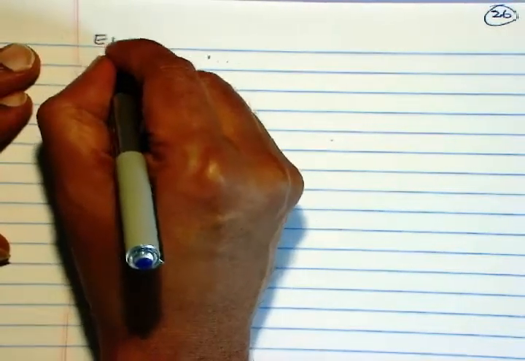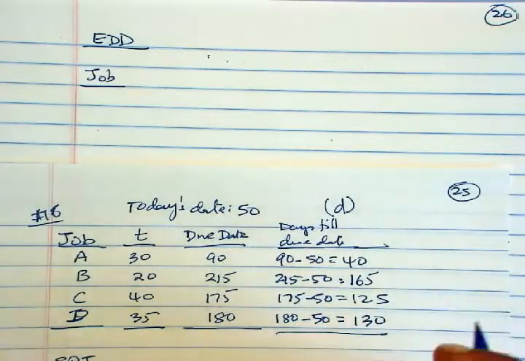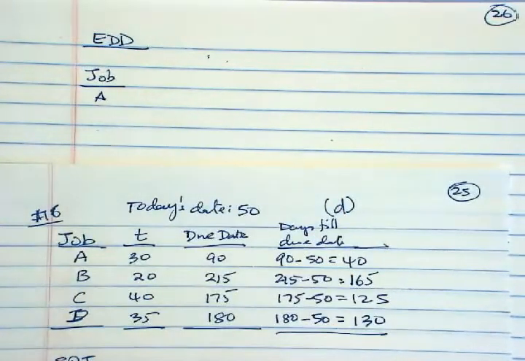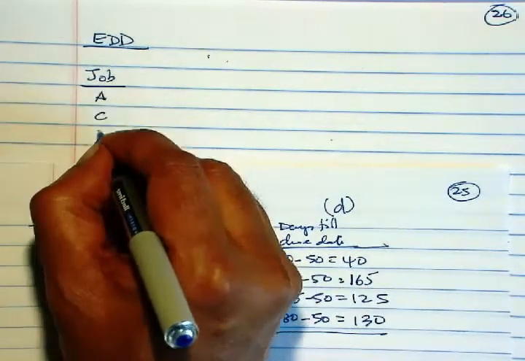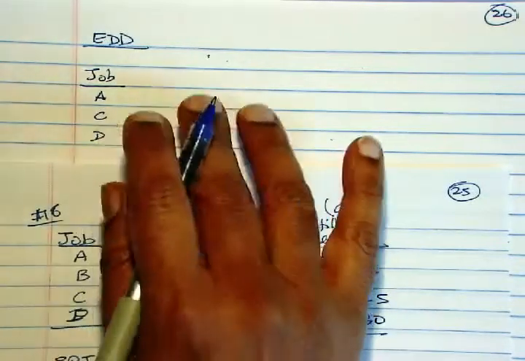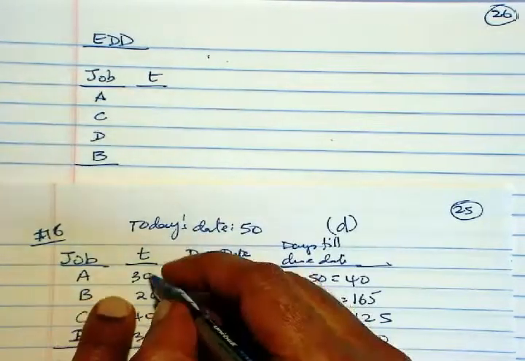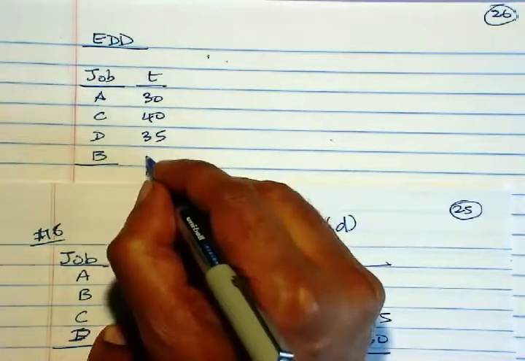Okay, next is EDD. So we will look at the due date and based on the due date we're going to list them. So 40 is the first one, A, okay, and the next one is C, and then D, and finally B. So the processing times are, for A it is 30, C is 40, D is 35, and B is 20.